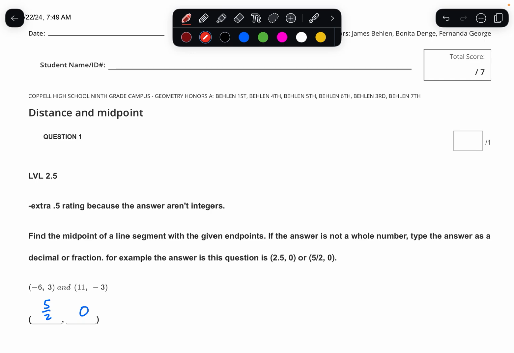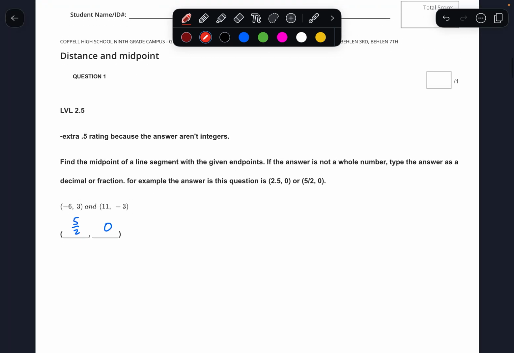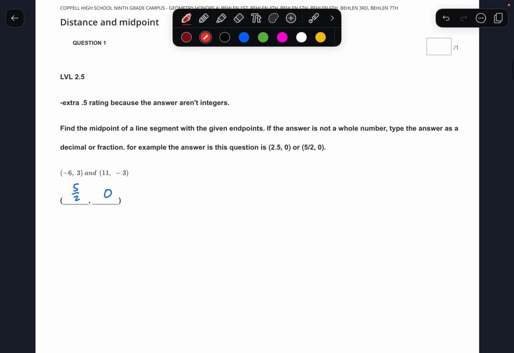Here we go, though. I'm going to work through the distance and midpoint homework. There are some questions in here that might be kind of tricky for some of us. The first one's a level 2.5 question. Let's see how it goes. Remember, we're working on distance and midpoint and various versions of those questions.